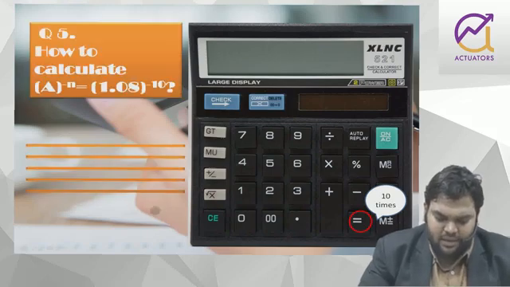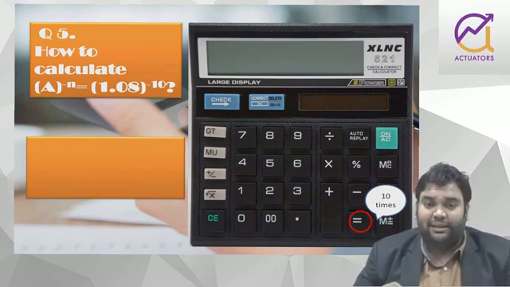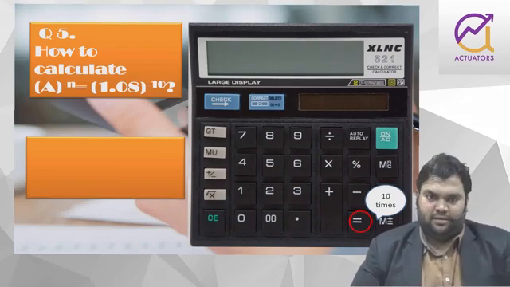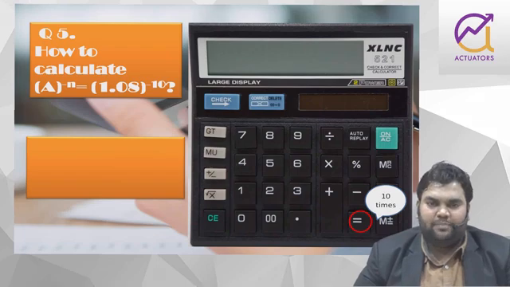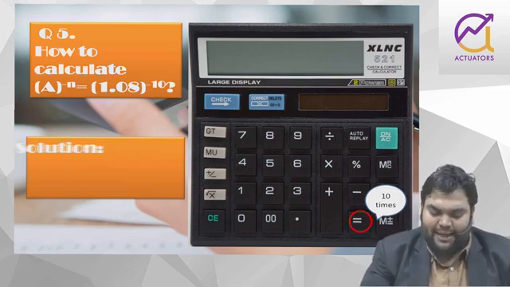Let us take an example. How to calculate 1.08 to the power minus 10? First of all, press 1.08 in your calculator and then press divide. That means if the power is positive, we press the multiplication button, that is the into button, and when the power is negative, we press the divide button. Whenever we press the multiplication or divide button, we press it only once. Remember this, okay?